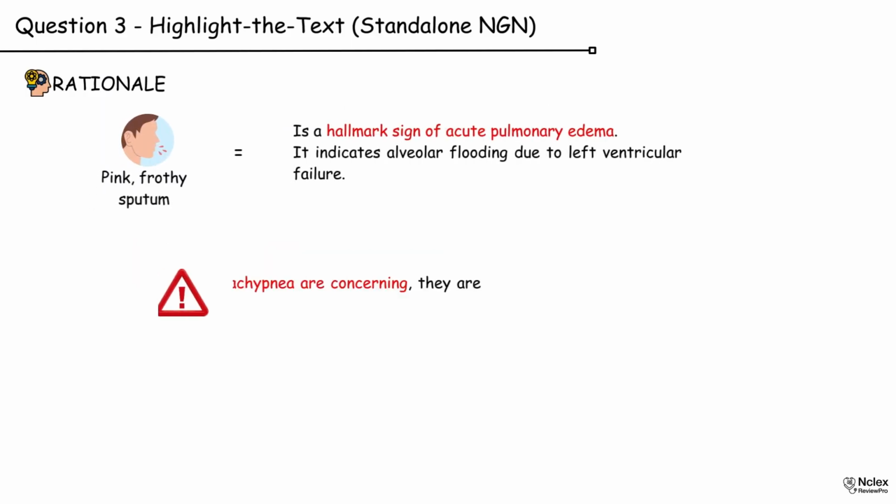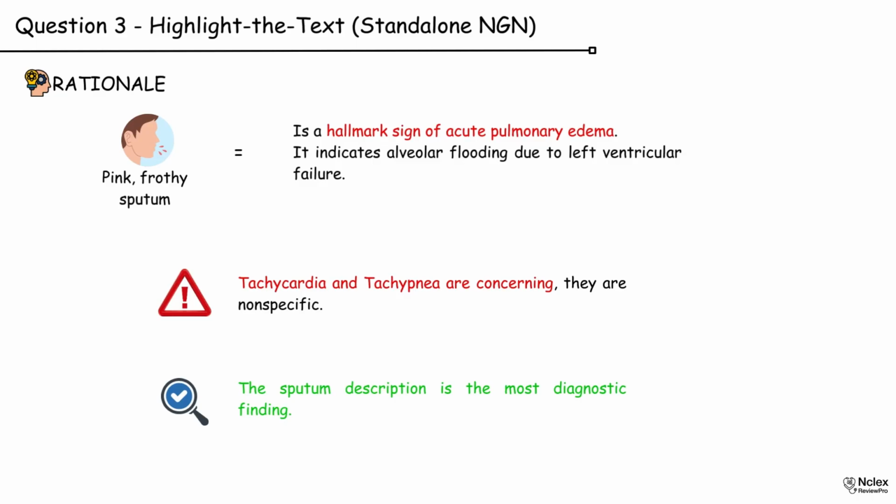Now, let's break this down. After a myocardial infarction, the left ventricle may fail to pump effectively. When that happens, pressure backs up into the pulmonary circulation. Fluid begins to leak into the alveoli. When alveoli fill with fluid, gas exchange becomes impaired. That classic description of pink, frothy sputum represents alveolar flooding, mixed with small amounts of blood. It is not just concerning, it is diagnostic.